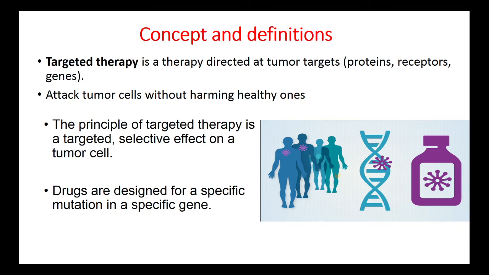It is also very important because traditional drug therapy, which I will talk about later, has many bad effects on normal or healthy cells. The principle of targeted therapy is to be targeted. This type of targeting sets a genetic goal, a selective effect on a tumor cell. Drugs are designed for a specific mutation in a specific gene, like in our picture.